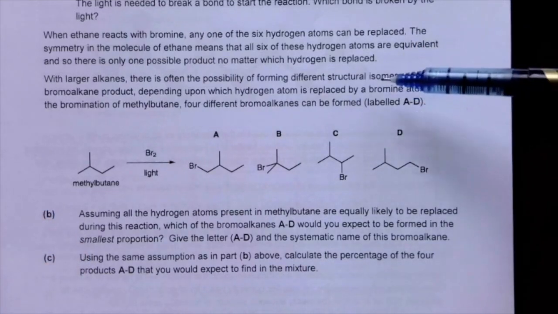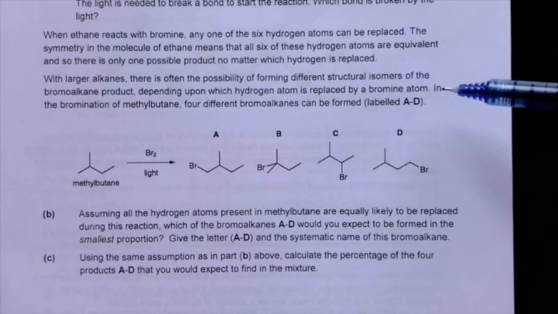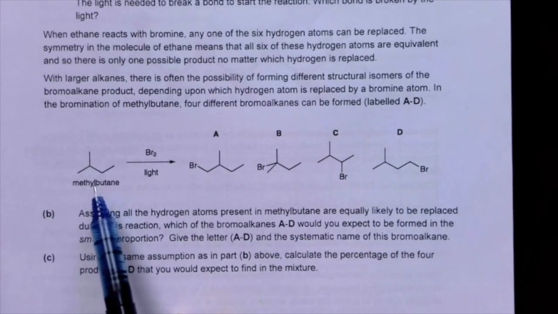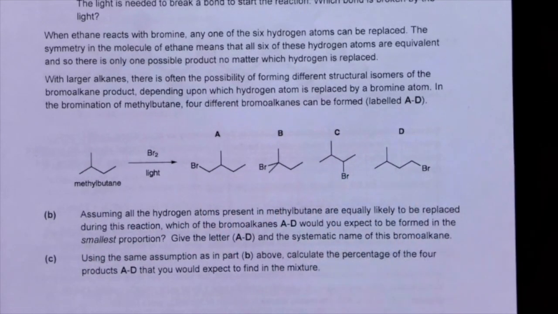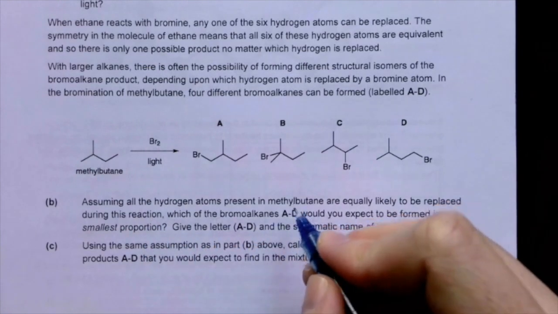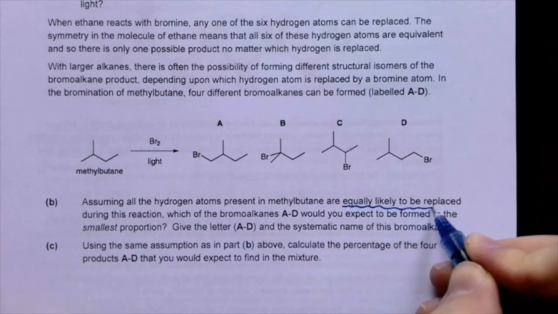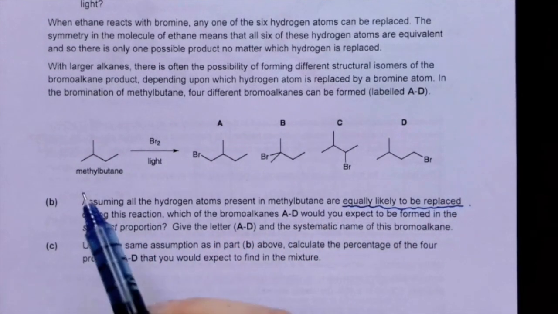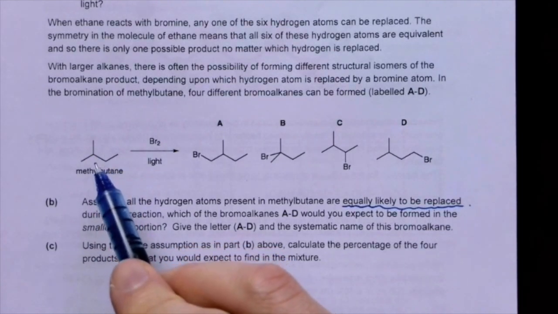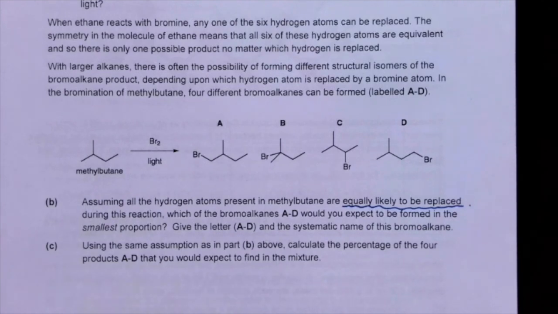So with larger alkanes, there is often the possibility of forming different structural isomers of the bromo-alkane product, depending on which hydrogen atom is replaced by a bromine atom. In the bromination of methyl butane, 4 different bromo-alkanes can be formed, assuming that all the hydrogen atoms present in methyl butane are equally likely to be replaced. So you might start thinking, well, I've got secondary positions and tertiary positions and primary positions. Don't worry about that for this question.